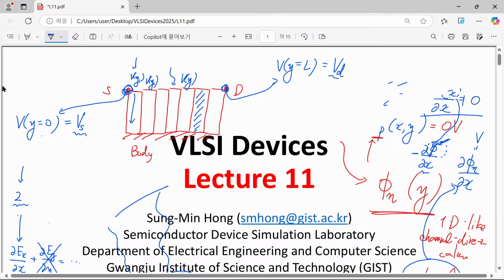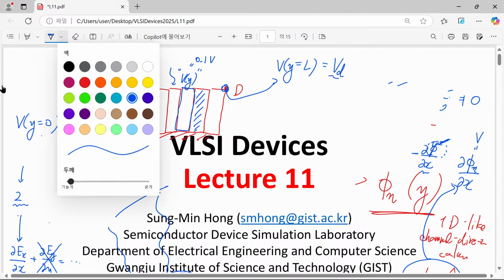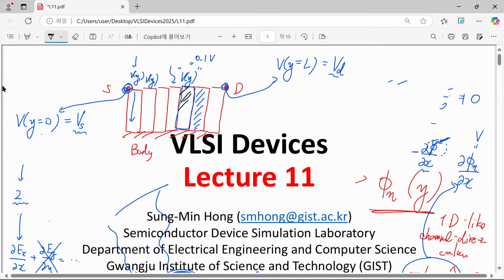And once we assume a certain number, for example, let's say that happens to be 0.1, then the next calculation is quite straightforward. Now this system can be regarded as just a single MOS capacitor. Why can we treat it as a MOS capacitor?